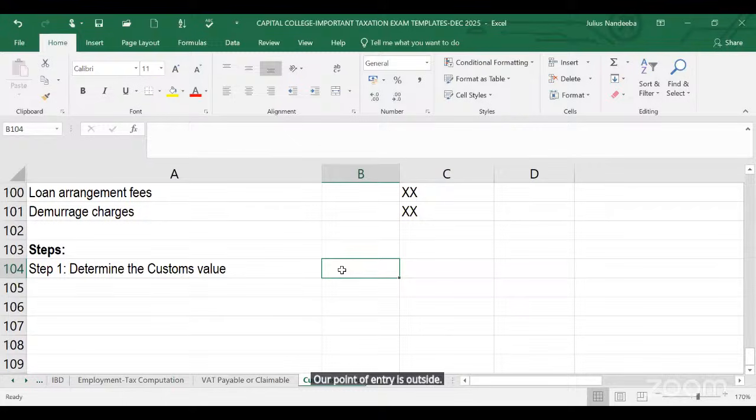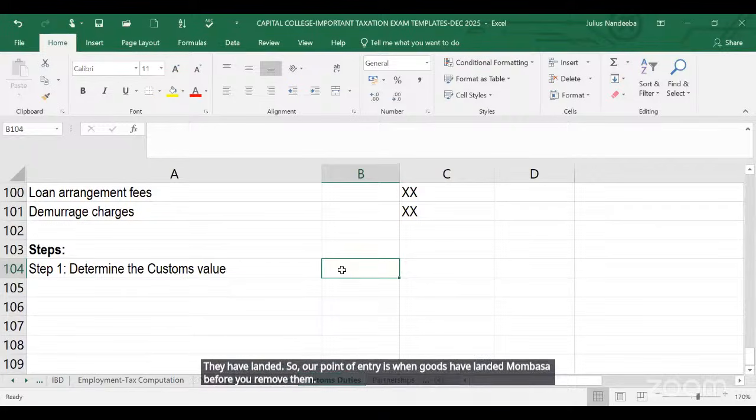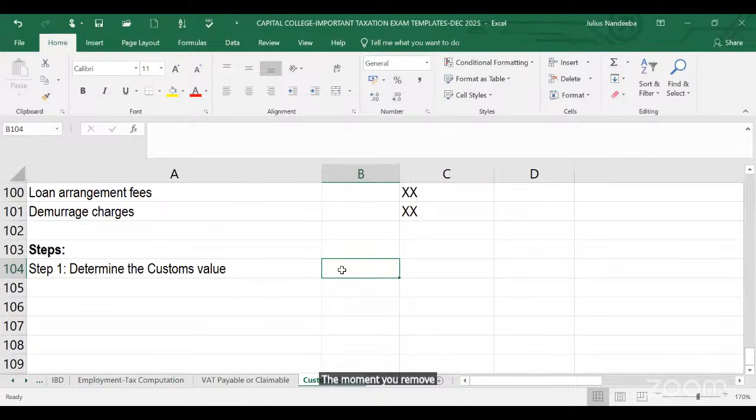When goods land Dar es Salaam like this, when goods land Mombasa like this, before they get off the ship, they have landed. So our point of entry is when goods have landed Mombasa before you remove them. The moment you remove them off the ship, any cost that happened thereafter is not part of the customs value.